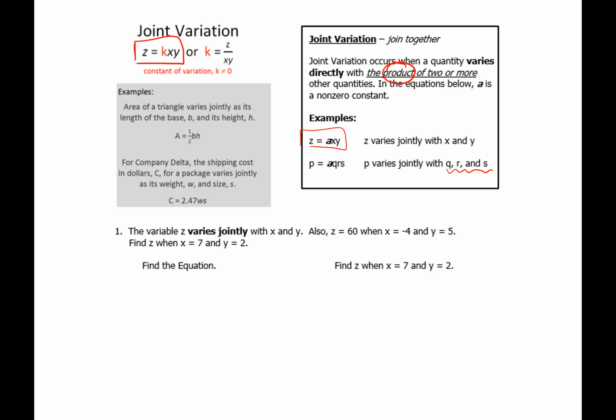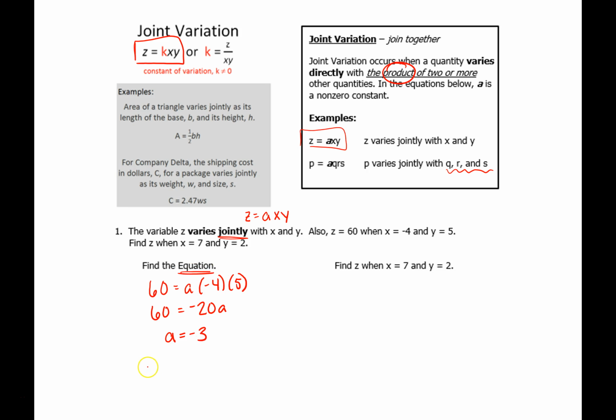All right, so let's look at this first problem. The variable z varies jointly with x and y. That means I'm working with z equal to axy. Also, z is equal to 60 when x is equal to -4 and y is equal to 5. So if I plug those values in, because I need to find my constant of variation first, I have 60 equal to a times -4 times 5. I can find my constant now and then plug it back in, and that will give me my equation. So I've got 60 equal to -20 times a. When I divide by -20 on both sides, that gives me a equal to -3.